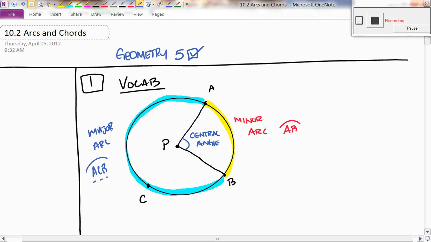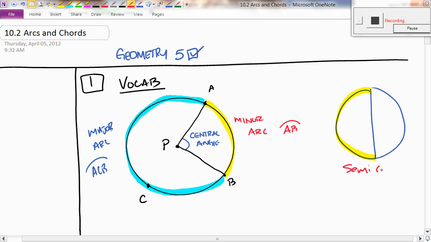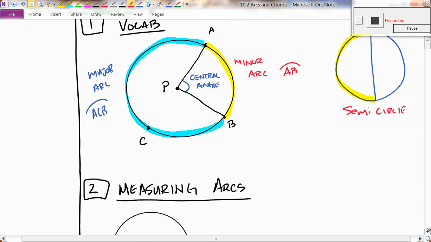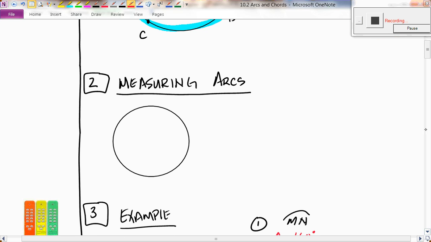Another special case here: if you had a circle and you have the diameter, what you get then is the arc that's created, called a semicircle. All right, that's all pretty straightforward, so we just have some terminology there. We have the minor arc, the central angle, and the major arc, and we know how to represent them now. Okay, so let's measure some angles. Show you how to measure some angles.